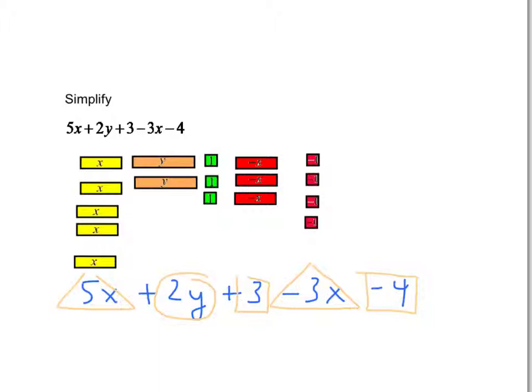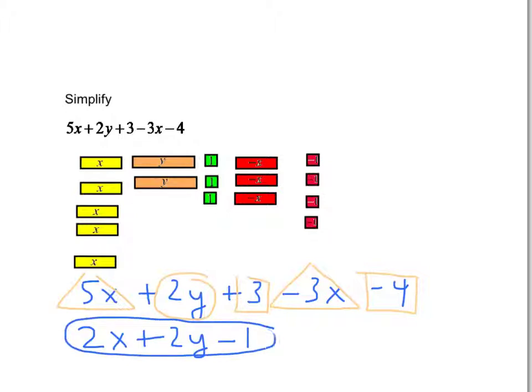If you look above, I won't mark it this time, but you can see that makes sense. 3 of the x's cancel out 3 of the negative x's. Then I have 2y that doesn't have anything to go with it, and then I have a positive 3 and a negative 4. I've got an extra negative 1 here, and so that's how that one simplifies.